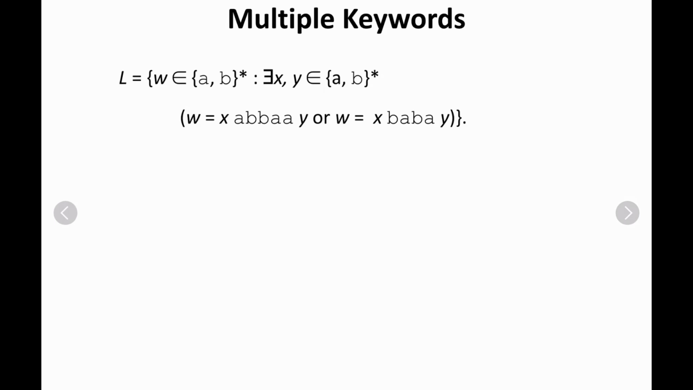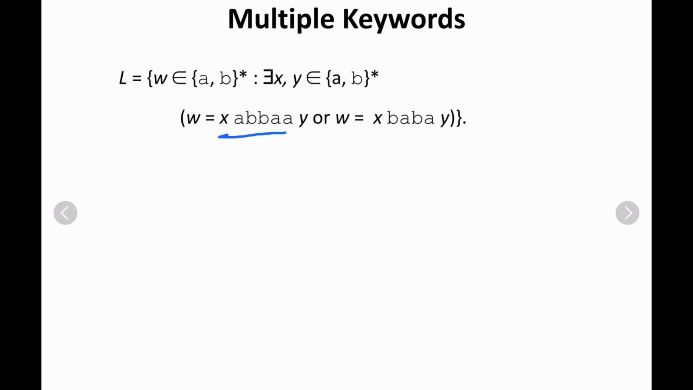We'll see another example. There are multiple keywords here. It's not a pattern matching. So see, L is equal to w belongs to {a,b}*, where there exists x, y belonging to {a,b}*. So what is the condition as given?